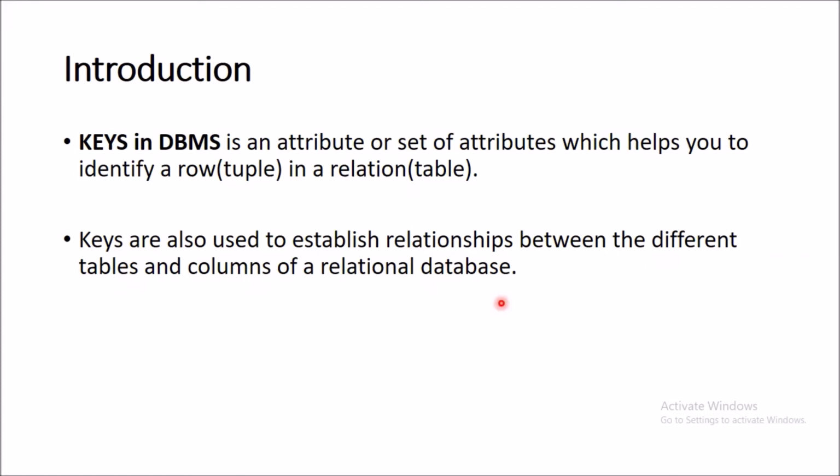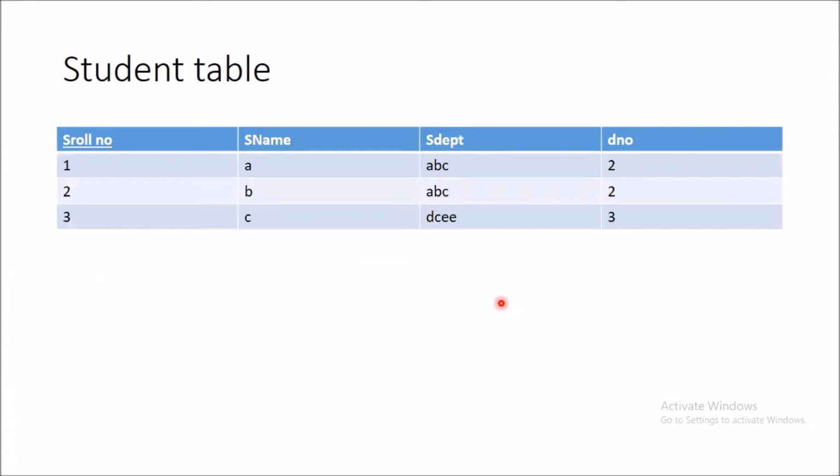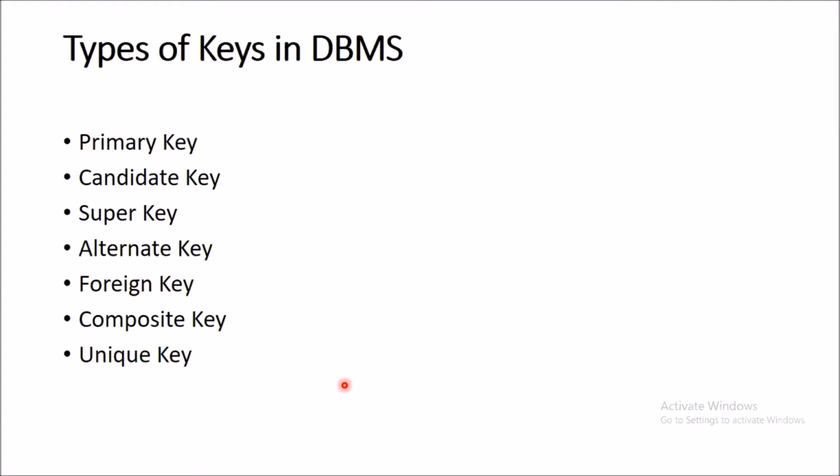And it plays an important role because it is used to identify any record or row of data from a table. So here you can see in this table, this is a student table and here are four attributes: student roll number, student name, student department, and department number. Here, student roll number plays the role of a key which helps us to identify every record uniquely. So here, student A, his roll number is 1, and you can see all roll numbers are unique and uniquely identify every tuple. So there are different types of keys in DBMS.